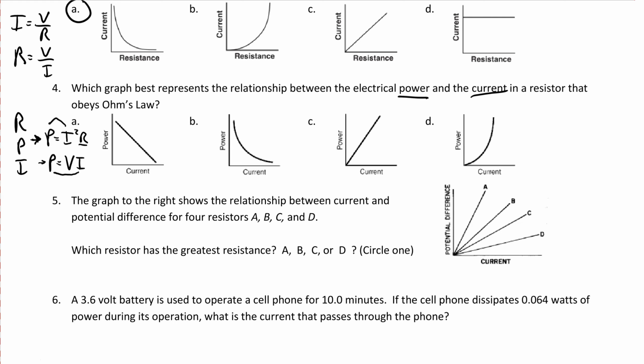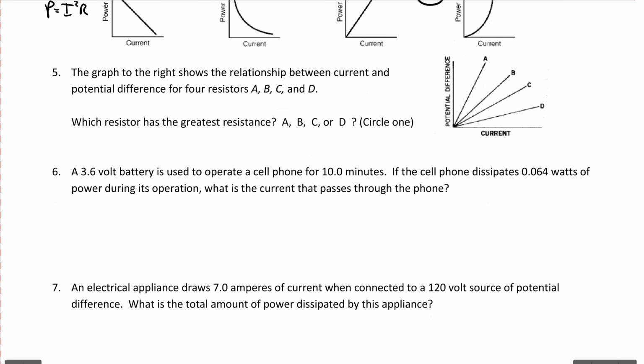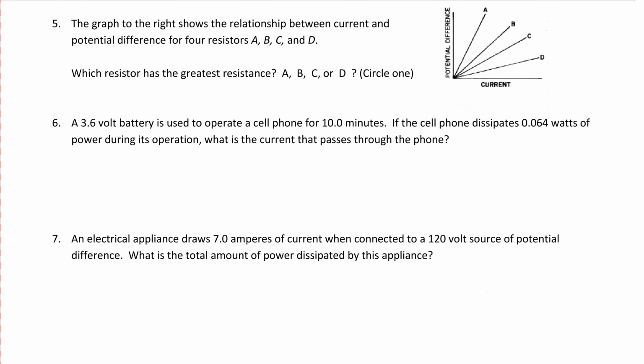If it says the resistor obeys Ohm's law, they're telling you to make sure the resistance is in your formula. And then we use that one and we say, oh, it's going to be an exponential relationship. Okay, this is saying the graph to the right shows the relationship between current and potential difference for 4 resistors. Which resistor has the greatest resistance?